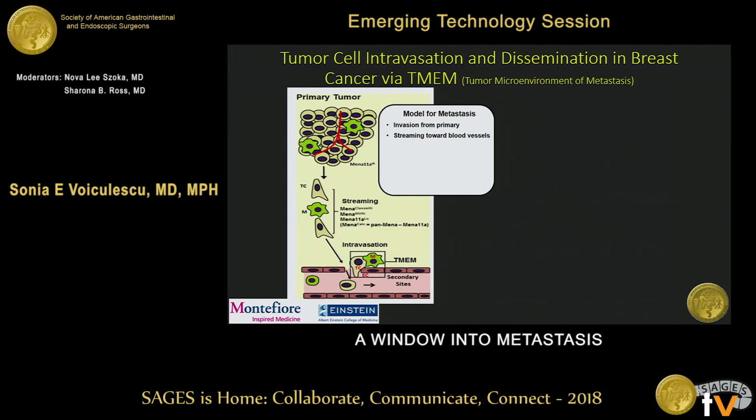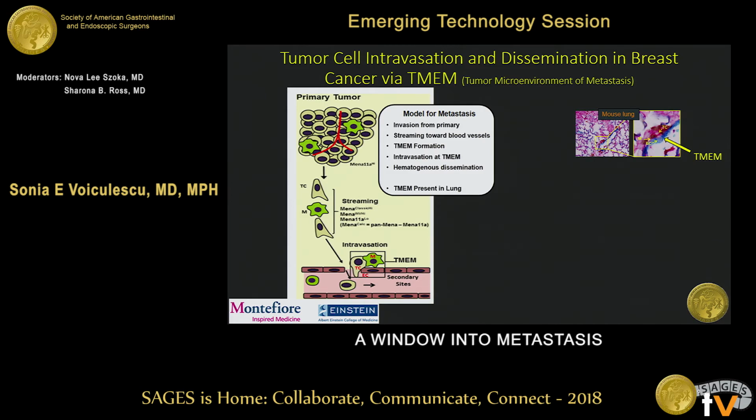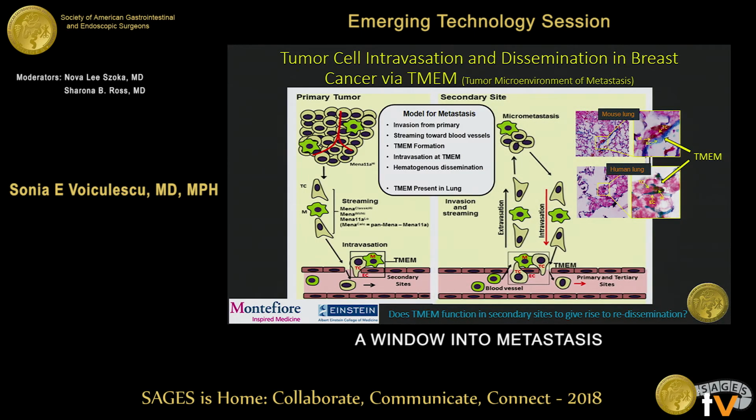So in short, this little cartoon kind of shows you what happens in the metastatic process. The tumor cells break free from the primary tumor, they stream through the stroma, they pair up with these specific tumor-associated macrophages and arrive onto the blood vessel, and they create the TMEM, the tumor microenvironment of metastasis. And we found this structure in secondary sites, in metastatic sites, both in mice that we study and in patients, unfortunately, that have succumbed to metastatic breast cancer. So this begs the question, does TMEM function everywhere in the same way? Does it use the same mechanism and function the same way?